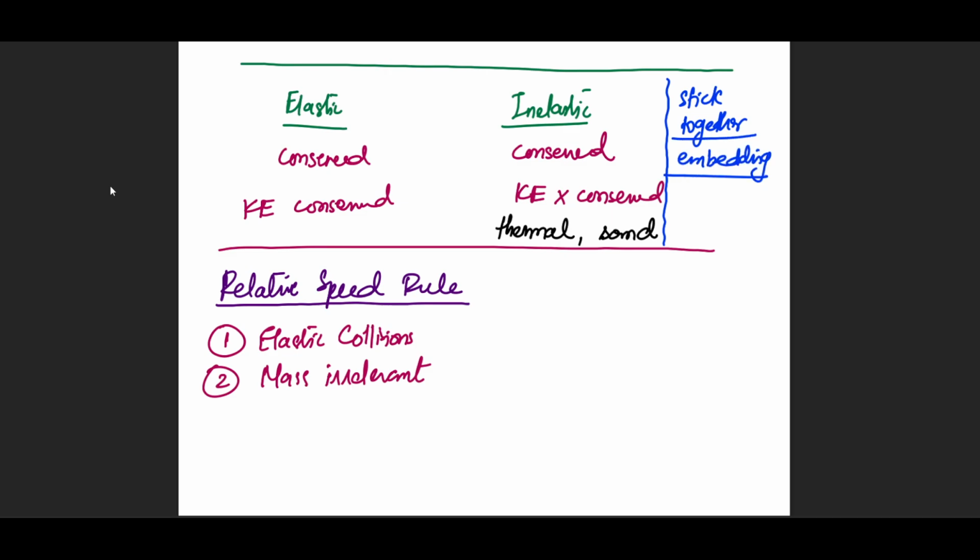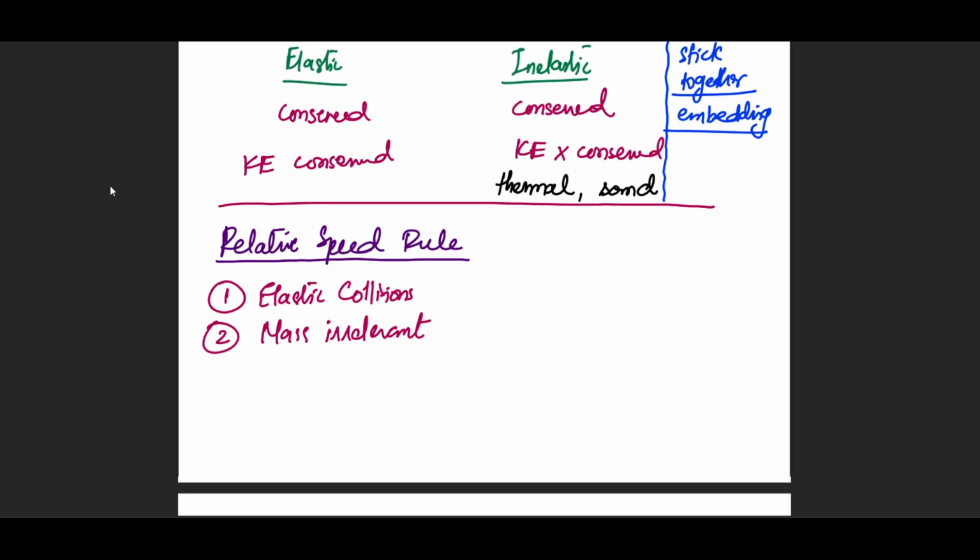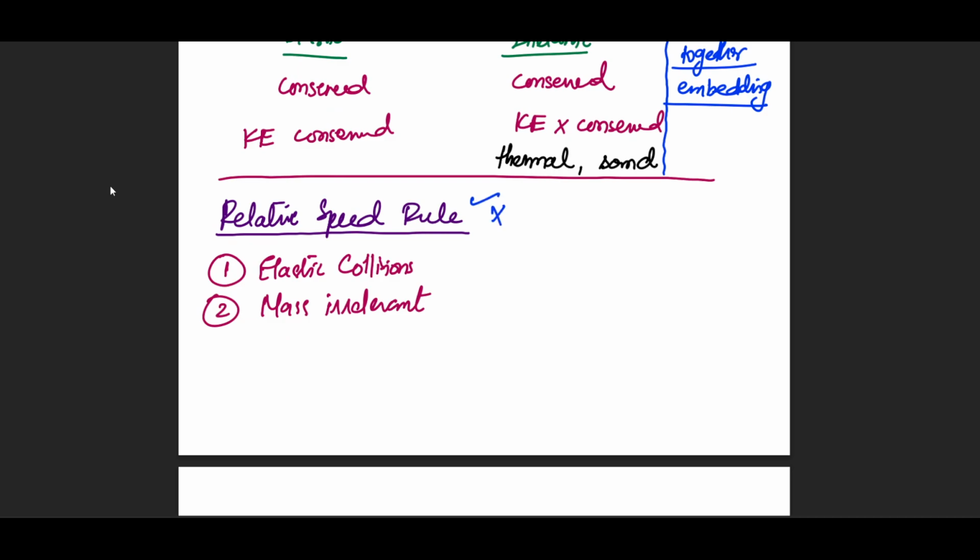For example, if a bullet is being fired into a wooden block, that bullet will be embedded into the wooden block after the collision, right? For example, if two vehicles are incoming towards each other, they collide, they have an accident, and they stay fixed in one another and are unable to separate because the accident is so violent. Even in those cases, they will be considered as an inelastic collision. So this is a simple trick with which you can see whether you can or cannot use the rule of relative speed, right?